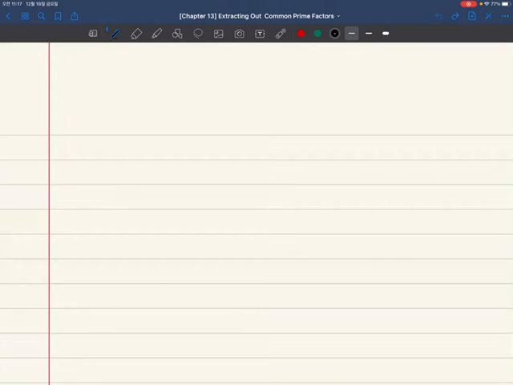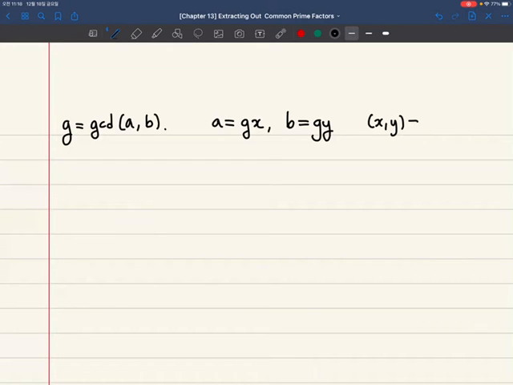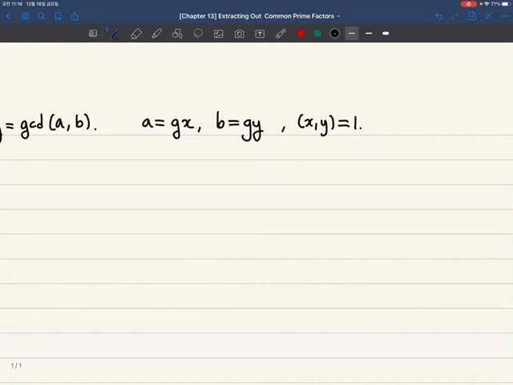So if we have A and B, we often put G as the greatest common divisor of A and B. And we often write A equals Gx and B equals Gy, where x and y are relatively prime. This is a great way to get the condition that x and y are relatively prime. So x and y becoming relatively prime is really useful because we can use many divisibility properties of x and y being relatively prime.